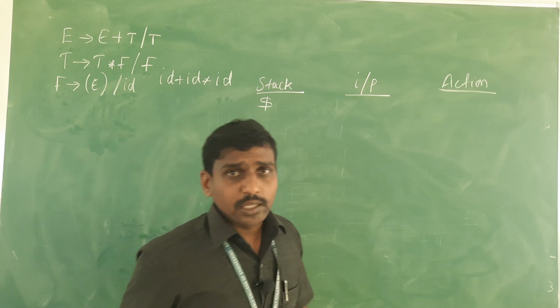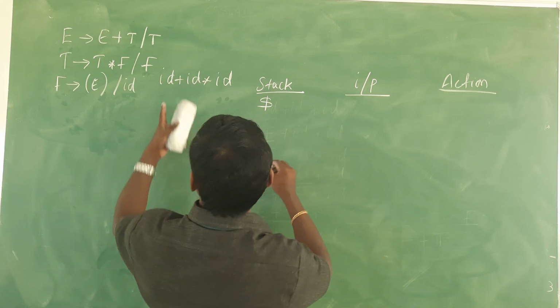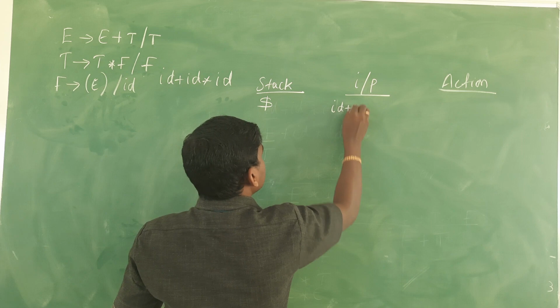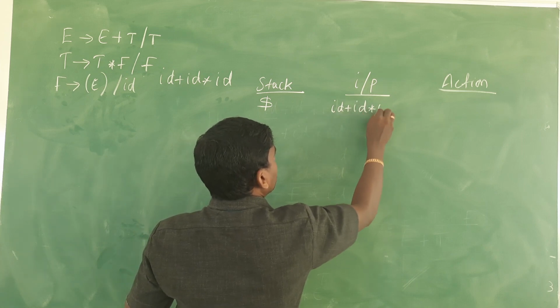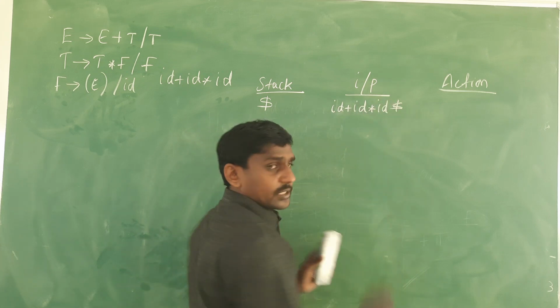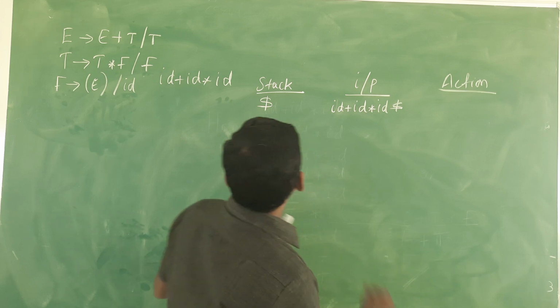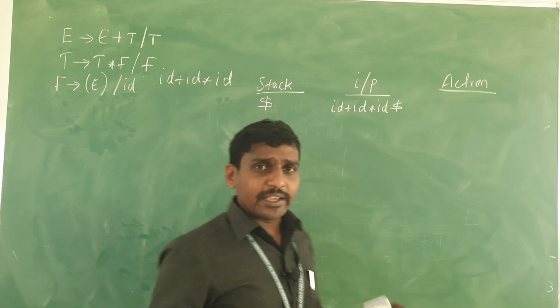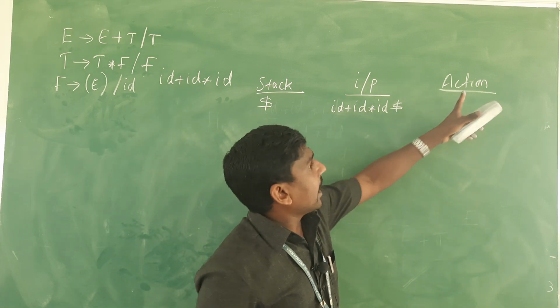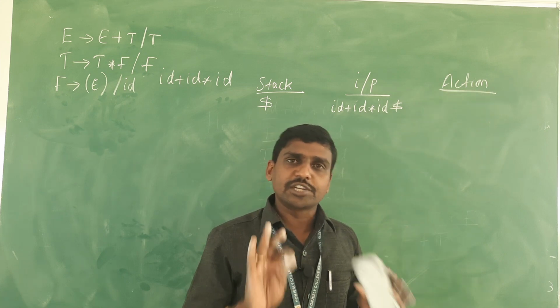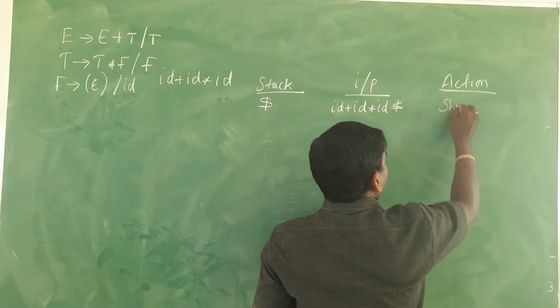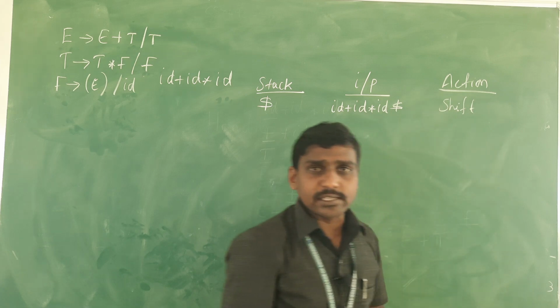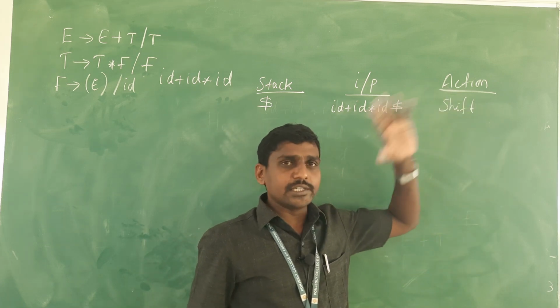The stack starts with $, and the input is already given: id plus id star id, ending with $. Now, always in stack implementation the first action is shift. Just remember that the first action is always shift.